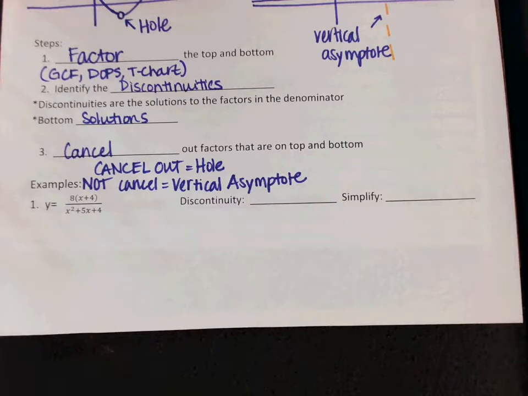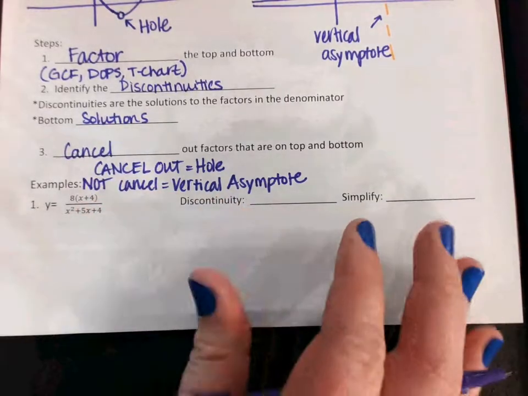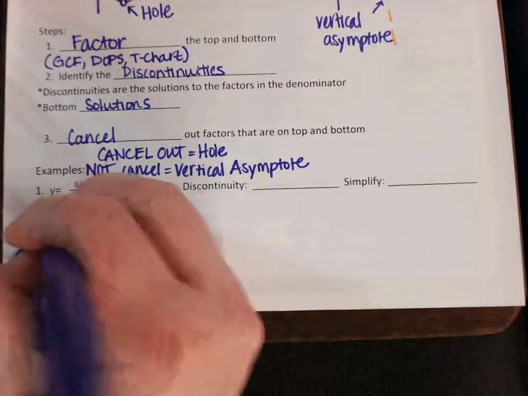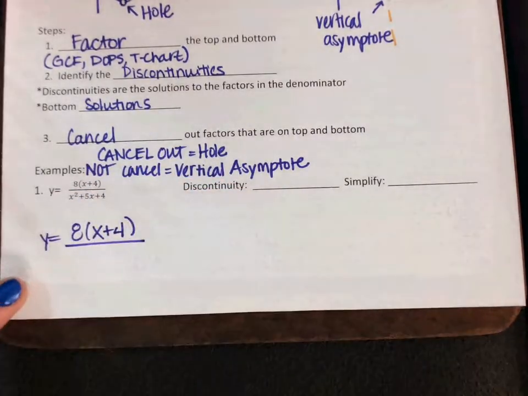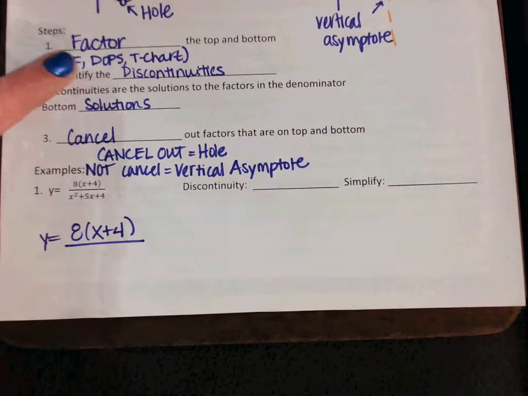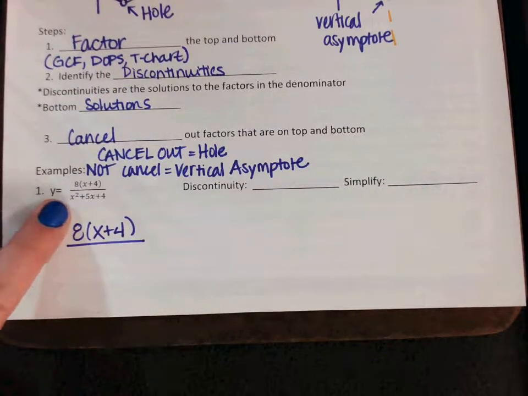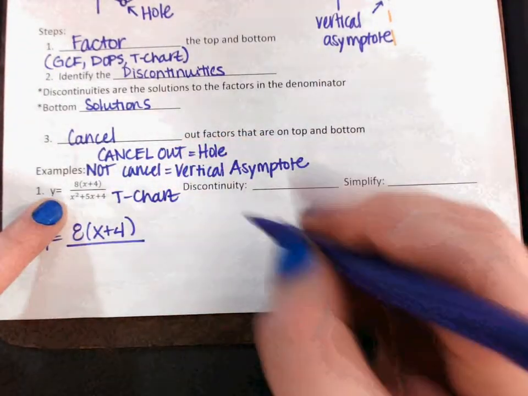Okay, and these should go by pretty quick if you know how to factor. So notice the top is already done for you, so I'm just going to rewrite it. Y equals 8x plus 4. But then the bottom down here, I'm going to have to factor. Now, there are multiple ways for me to factor: GCF, difference of squares, and T-chart. Which one is this? This is a T-chart. Very good.